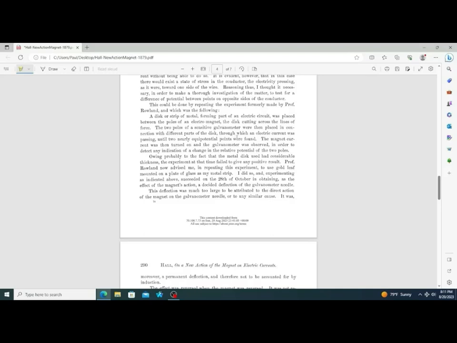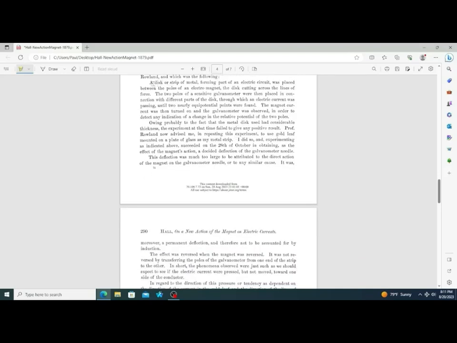So the next thing he tried was he took a strip of metal and put it near a magnet, and then he measured it with the two poles with a sensitive voltmeter, galvanometer, and he couldn't find anything there either. So he goes back to Professor Rowland, said he still couldn't find anything. And Rowland then advises him to repeat the experiment, but this time instead of a strip of metal, use a piece of gold leaf on a plate.